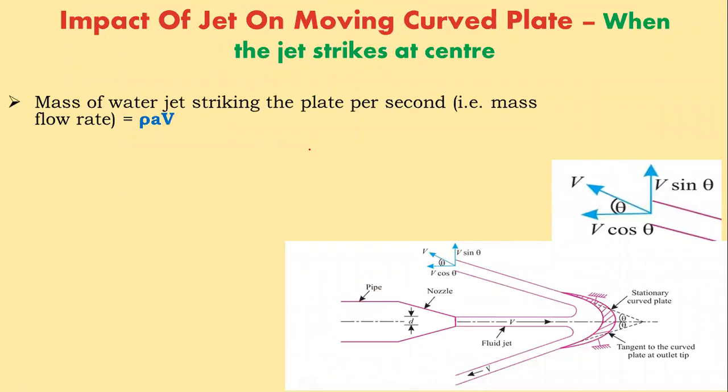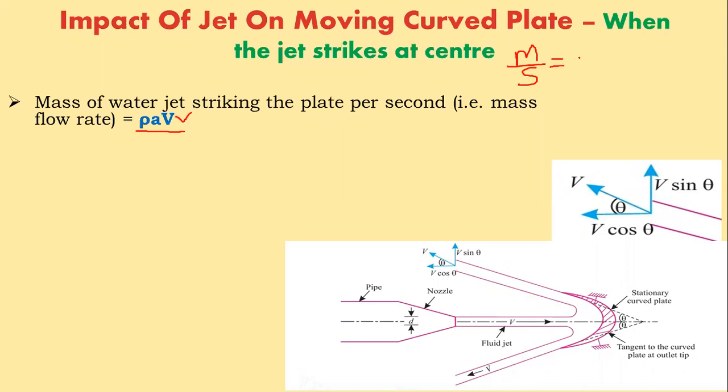Now the mass of water jet striking the plate per second is, as always, rho A V for a stationary plate. I don't need to explain again and again how this value of rho A V comes, but still, considering that there might be three or four students in their first lecture, I'll explain it very rapidly. So, mass of water jet striking the plate per second.